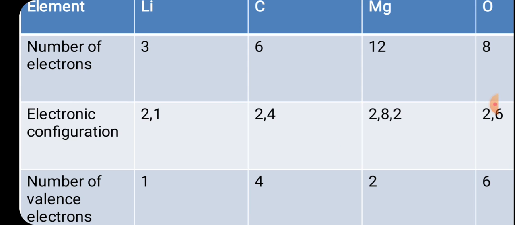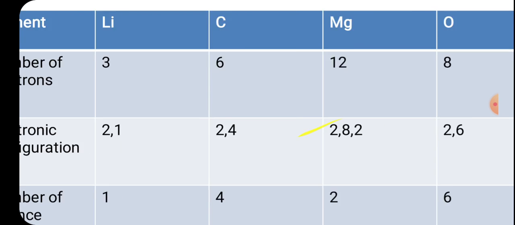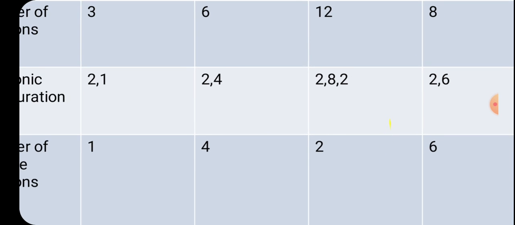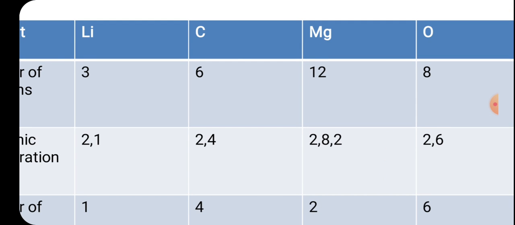So how many valence electrons are there? 4 electrons are there. And what is the valency of carbon? 4. Magnesium has 12 electrons and that are distributed this way. K shell has 2 electrons, L shell has 8 electrons and M shell has 2 electrons. So number of valence electrons are 2 and that is the valency of magnesium. Valency of magnesium is 2 as the number of valence electrons are 2.